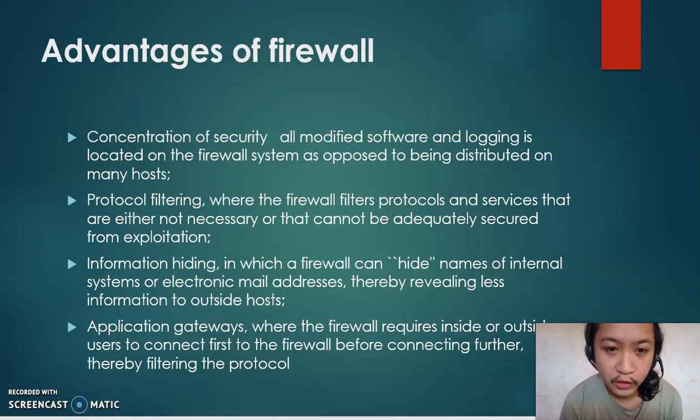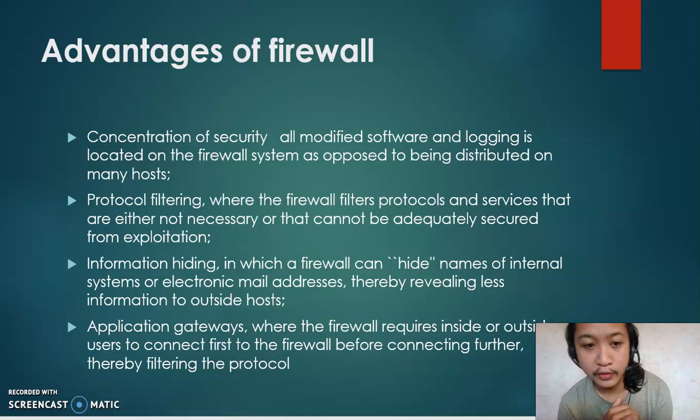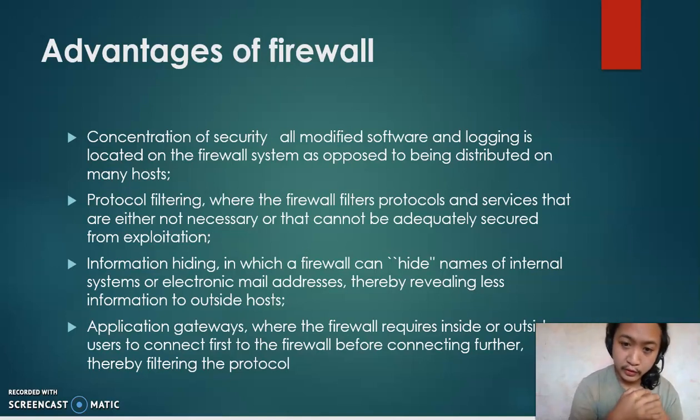Advantages of firewall: concentration of security, where all modified software and logging is located on the firewall systems, as opposed to being distributed to many hosts. Protocol filtering, where the firewall filters protocols and services that are not necessary or cannot be adequately secured from exploitation. Information hiding, in which a firewall can hide the names of internal systems or electronic mail addresses, thereby revealing less information to the outside host.